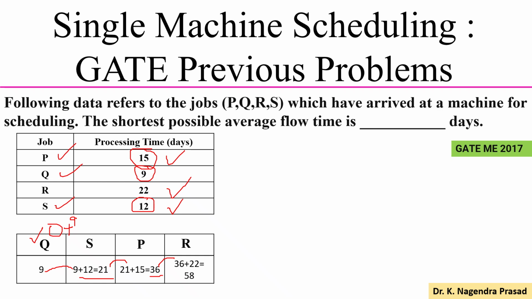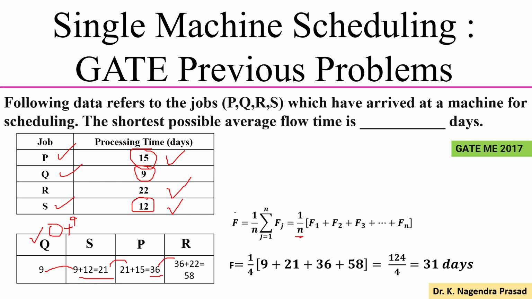Then we have to determine the average of these flow times. So the average flow time will become, here n equals the number of jobs, then 1 by 4 into 9 plus 21 plus 36 plus 58, which is equal to 124 divided by 4, equal to 31 days. So the answer is 31. This question came in the GATE 2017 for the mechanical paper.